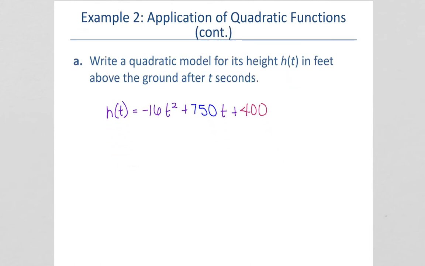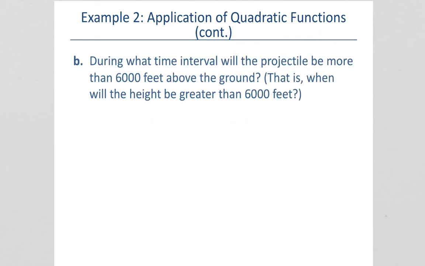Done with part A. During what time interval will the projectile be more than 6,000 feet above the ground? That is, when will the height be greater than 6,000 feet? So if we want when the height is greater than 6,000 feet, then one way we could do this is to solve for t, but we're not focusing on the algebra here.